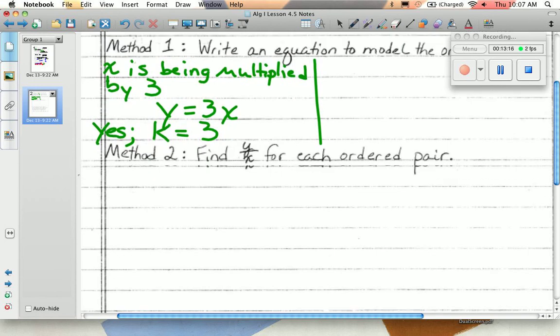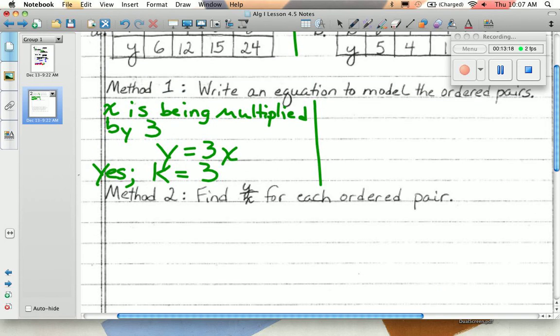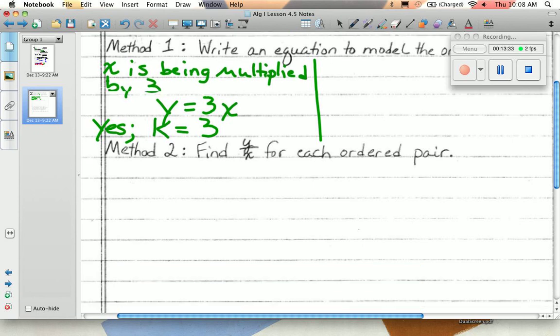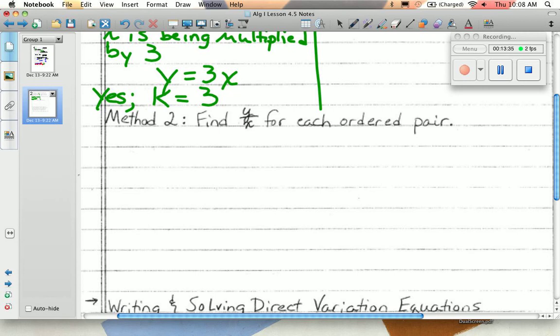In method 2, I think we're going to discover that's what we're going to find. In method 2, we're just going to stay with this table for right now. It says find y over x for each ordered pair. So take the y value from the ordered pair, put it over x, and find out what that ratio is. So what's our first one in the table? 6 over 2. And 6 over 2 equals 3.